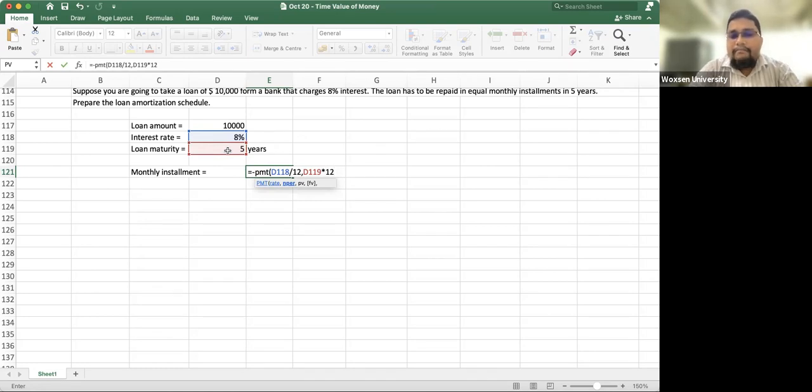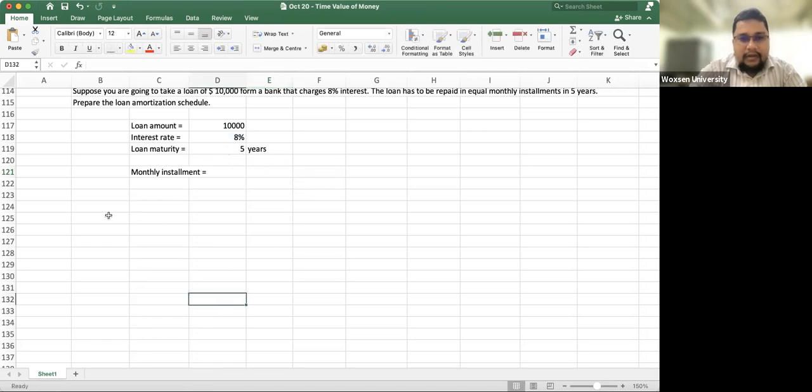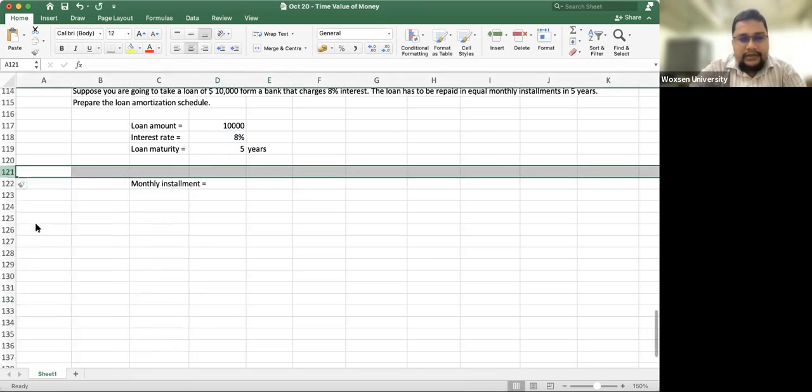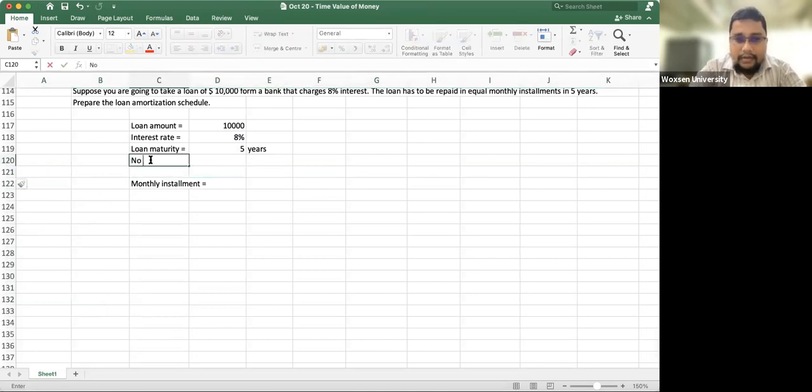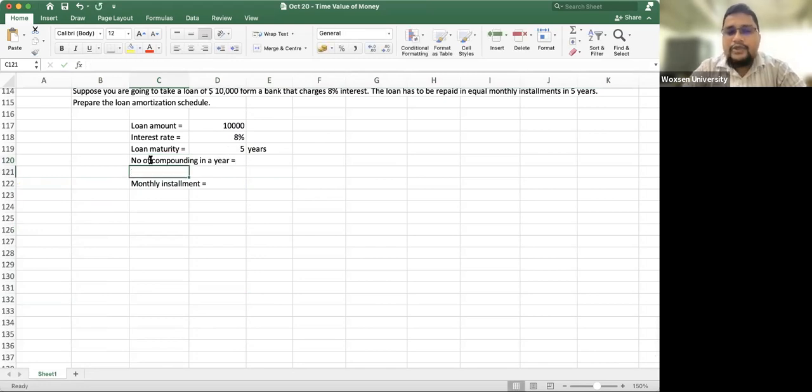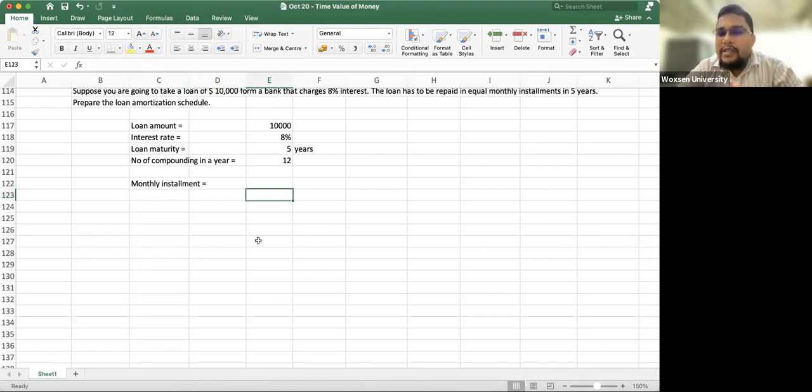The preferred way, let me delete this one and do it again. A better way is like this. Insert. Now let me write number of compounding. So how many times are we actually doing all this? That is 12. Let me move everything one cell. By number of compounding in a year, we mean that we have to calculate the interest and make payment 12 times in a year.